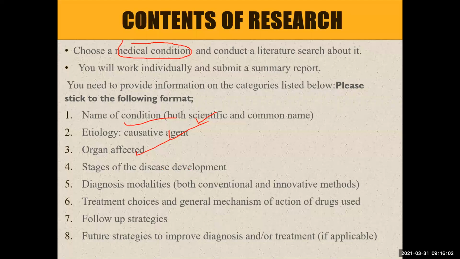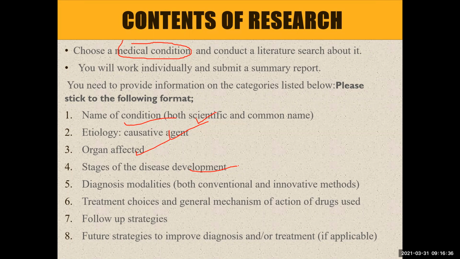Now the stages of disease development. What do you mean by stages of disease development? For example, a particular disease starts with, say in coronavirus, having a fever, having a headache, then nasal congestion, and then as the disease progresses, finally it affects the lungs. It might cause pneumonia or bronchitis. So this is like a progression of the disease. There are various stages of a particular disease.